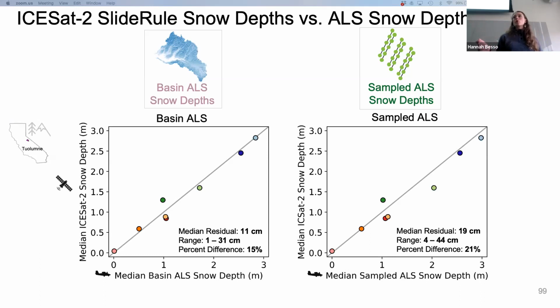The median residual between these two data sets was 19 centimeters, which corresponds to a percent difference of 20%, and that's relative to the depth of the snowpack. On the left, we are looking at the same pairs, but this time we're comparing to the entire basin median snow depth instead of those individual points. Here we have a median residual of only 11 centimeters. The percent difference is 15% of the entire snowpack.